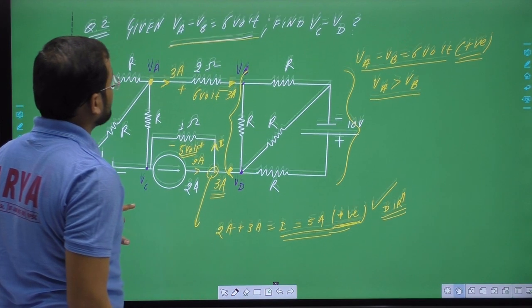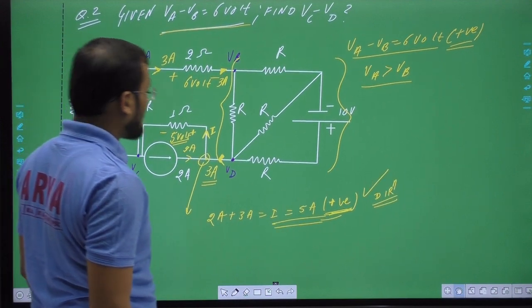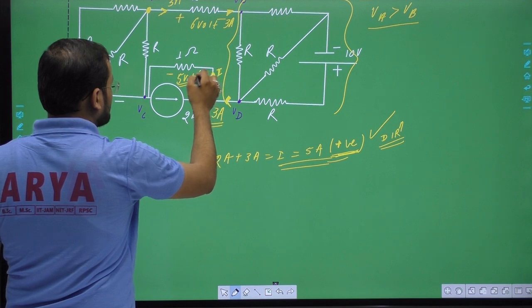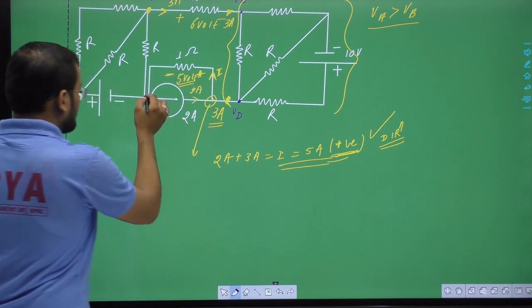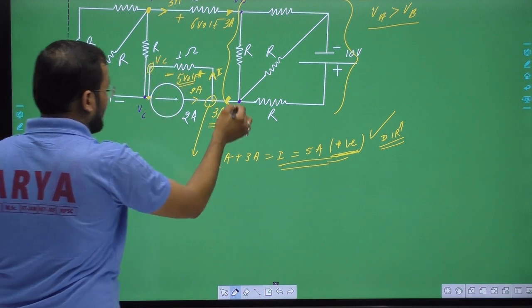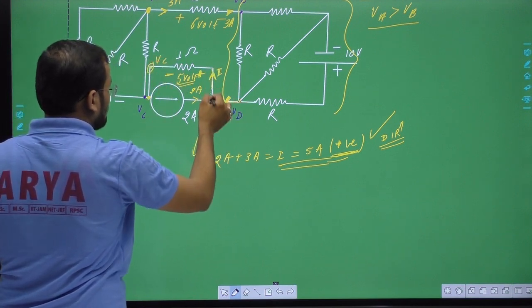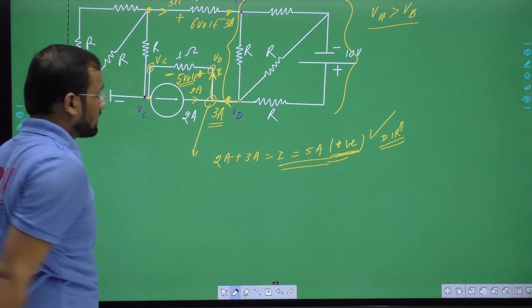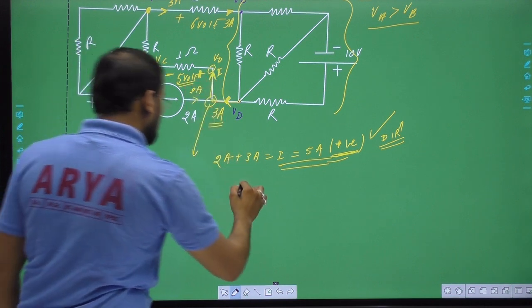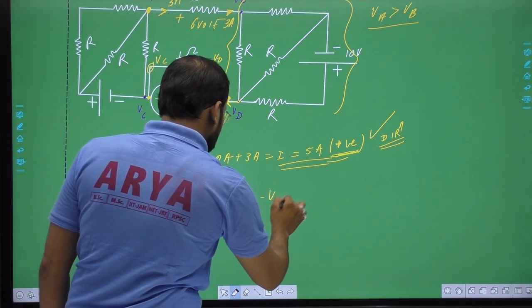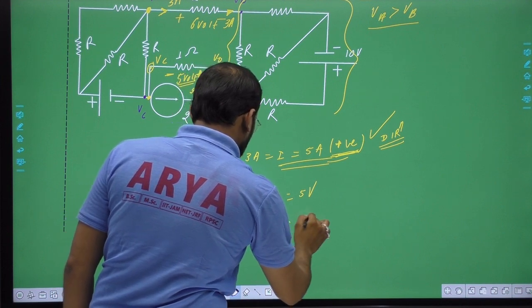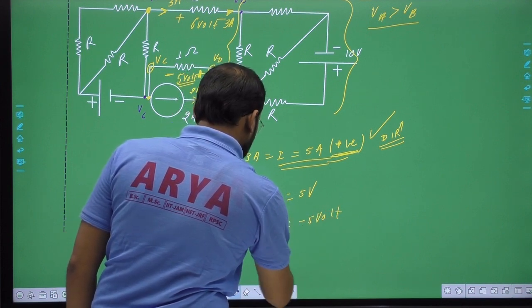The question is asking us the difference between VC and VD, and as we know, here the sign is positive and here the sign is negative. This node is VC, so this is also VC, and as this is shorted, this point is also VD. Now, as VD is at higher potential than VC, VD minus VC is equal to 5 volt, and VC minus VD will be equal to minus 5 volt. This is our answer.